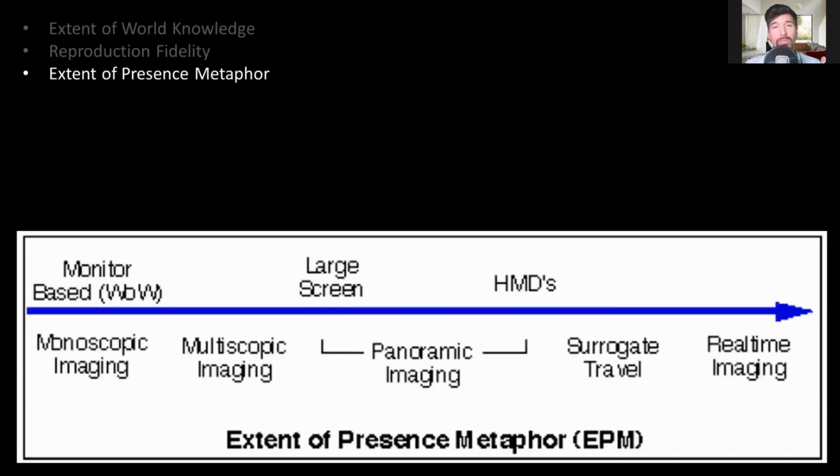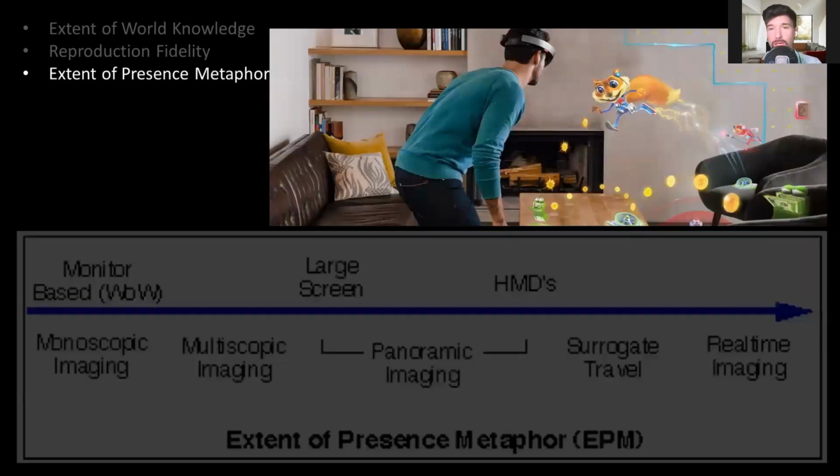So finally, we talk about the real versus virtual image, which is something that's called the extent of presence metaphor. That means that we are talking about the feel of being present in the space we are observing through these images, regardless of their reproduction fidelity. And then we are talking about the output devices, such as monitors, large screens, head-mounted displays, and so on. So if we are looking at something that's modeled, in this case, this person has a head-mounted display, which can be a Microsoft HoloLens, or it can be another head-mounted display.